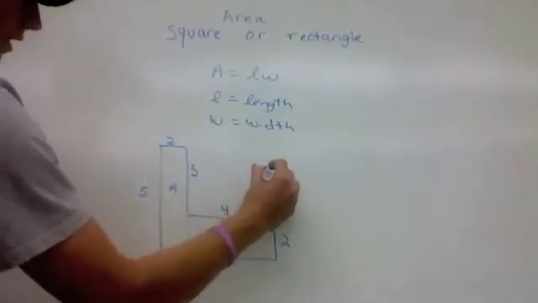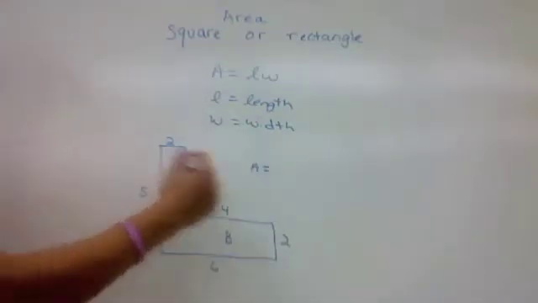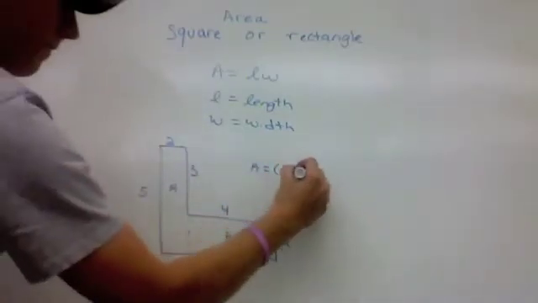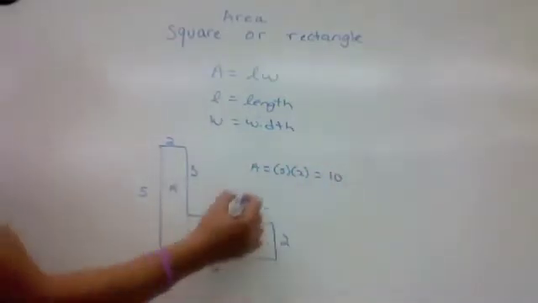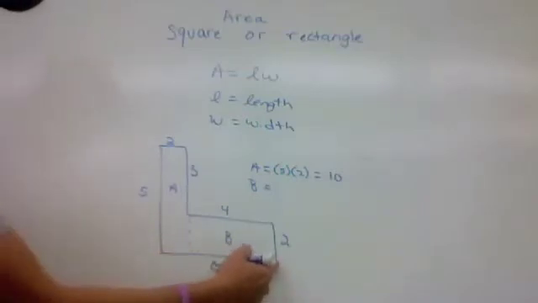So we're going to say area equals length times width. In this case our length is 5 and our width is 2. And when we multiply those, we get 10. Then we're going to take B down here. B is going to be, the length is 6. In this case it's 6.